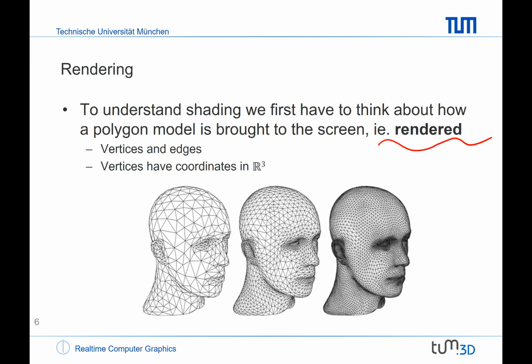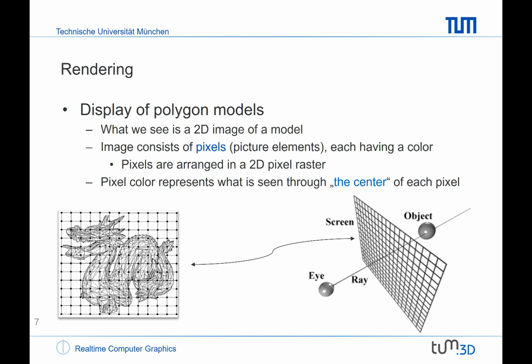So what we have are vertices and edges, and the vertices have coordinates in 3D space. And you see three successively refined models of the very same shape here at the bottom. So now, how do we display a polygon model? And that now brings us to the core of rendering.